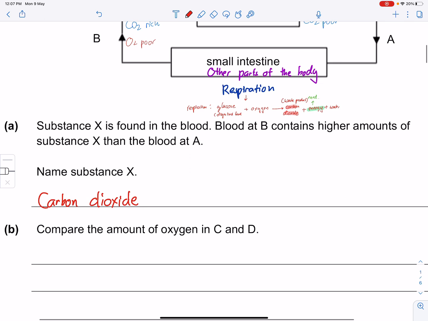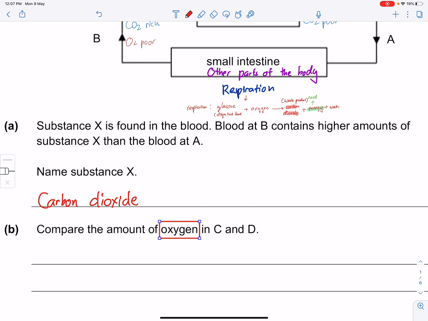Next, compare the amount of oxygen. Now be very careful because the question specifically asks for oxygen. If you compare anything else, digested food, carbon dioxide, everything else is wrong.